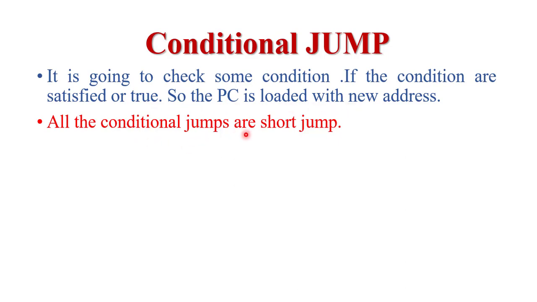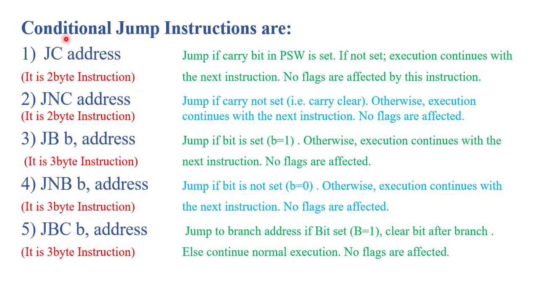And all the conditional jumps are short jumps. It means they can jump forward 127 bytes or backward 128 bytes from the relative position of the program counter. Now here, some conditional jump instructions are: first is JC address. Address is also known as label.